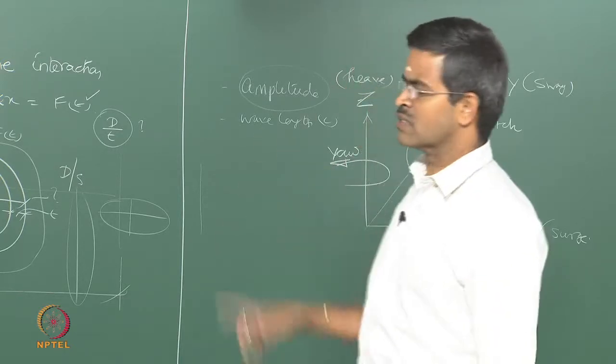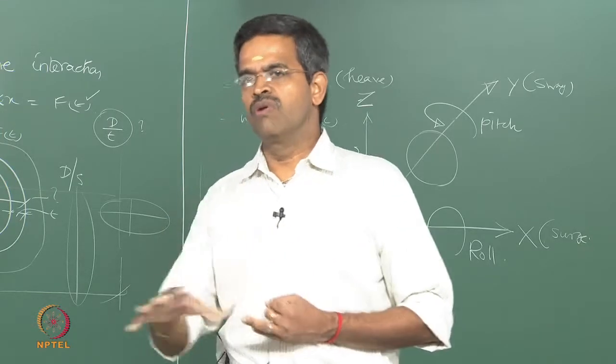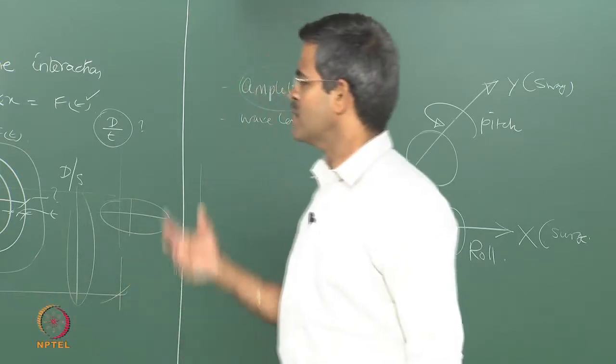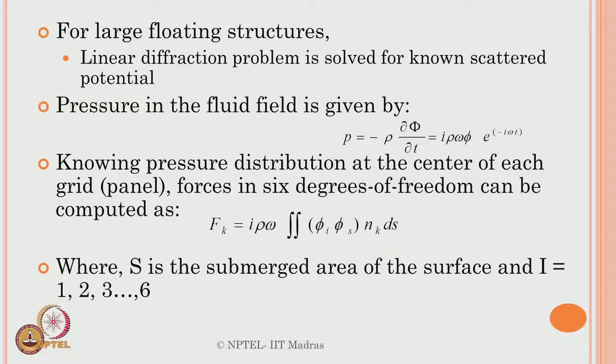So, for large floating structures, the linear diffraction problem is solved for a known scattered potential. We will have an example later. I will show you an example of how the radiation potential, the velocity potential, are solved using an analytical technique applied to a TLP. I will show you later, but anyway we will try to understand that for large floating structures the linear diffraction problem is solved for a known scattered potential.